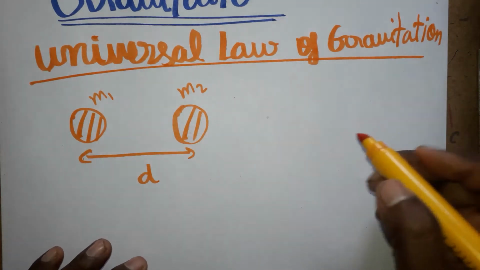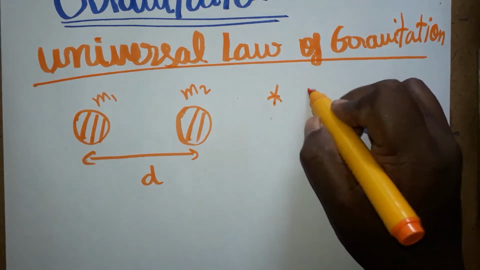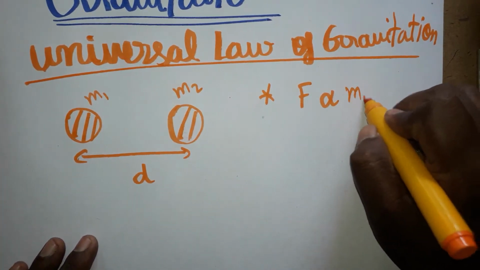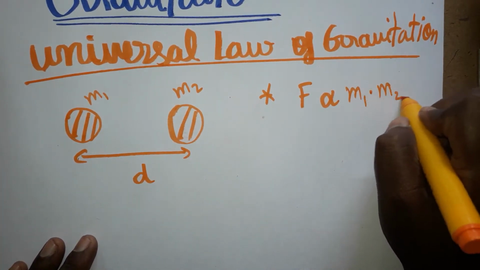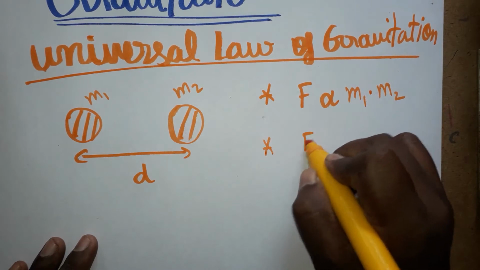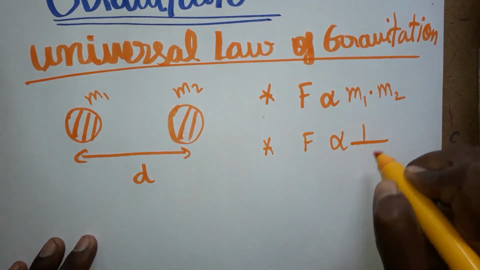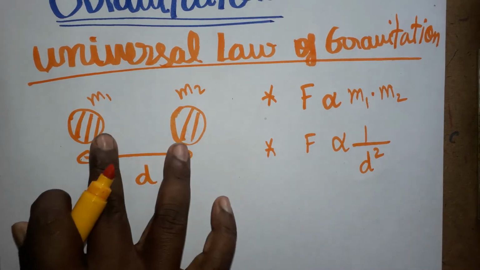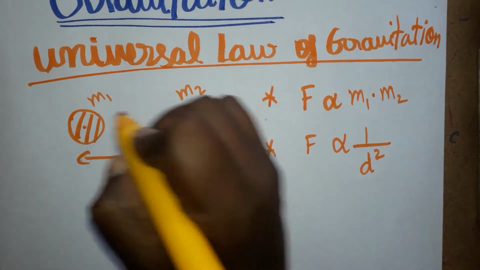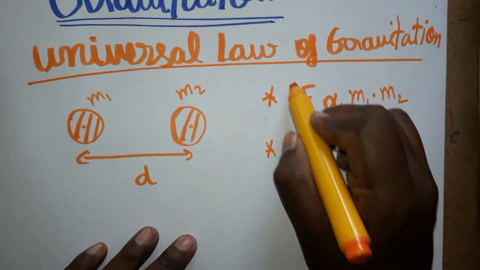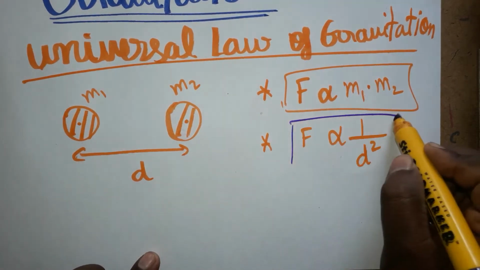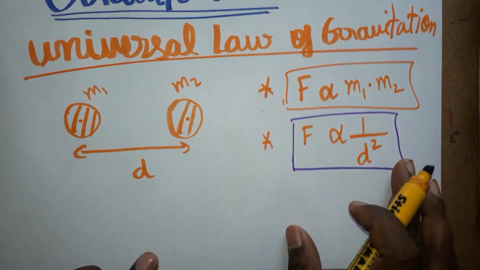In the universal law of gravitation, the first point: force is directly proportional to the product of the two masses, m1 into m2. Second point: force is inversely proportional to the square of the distance between the two objects or two masses, from center to center. It is the statement of the universal law of gravitation.